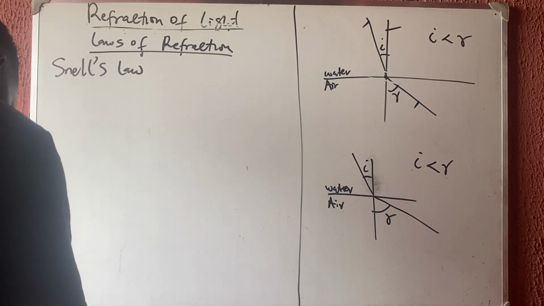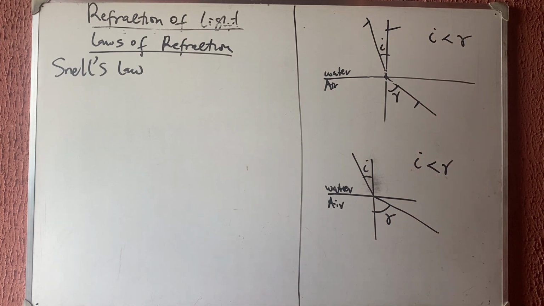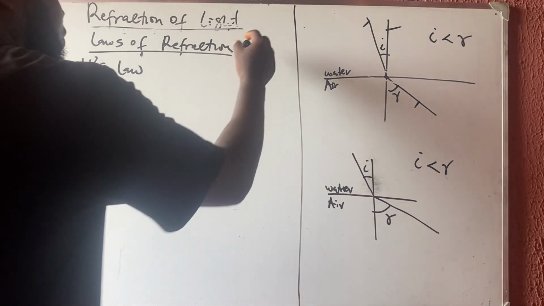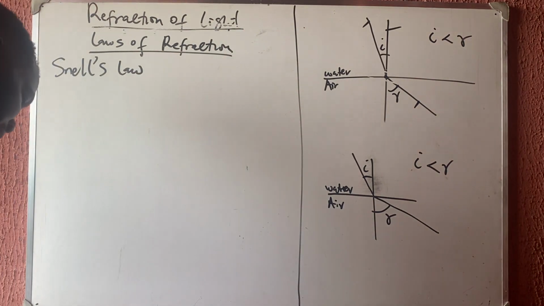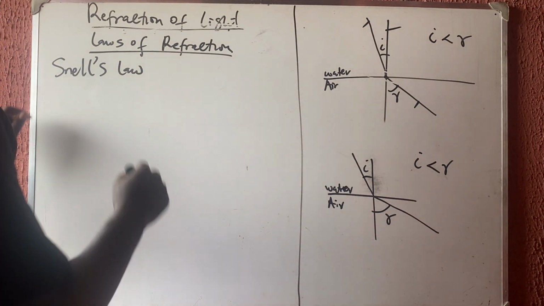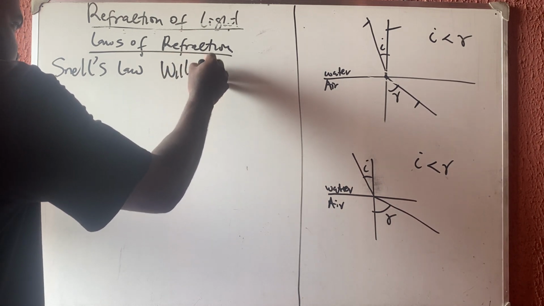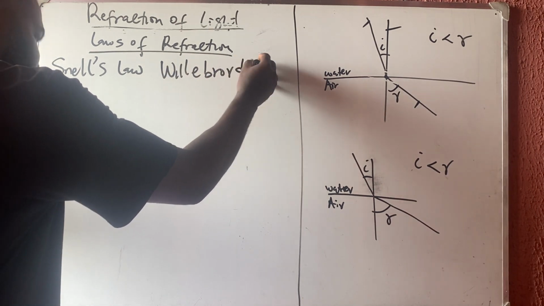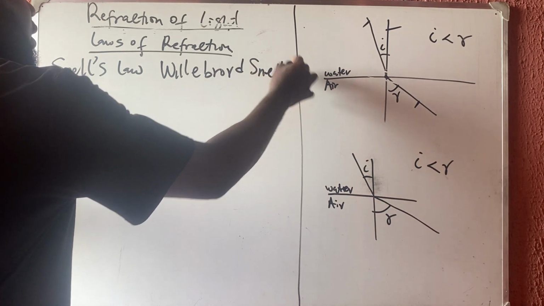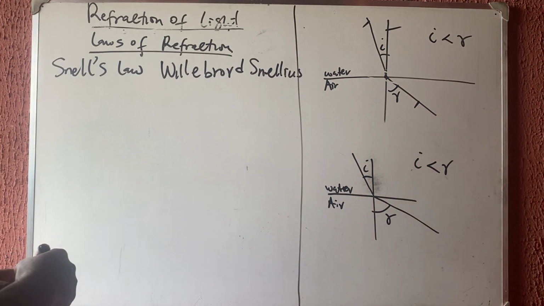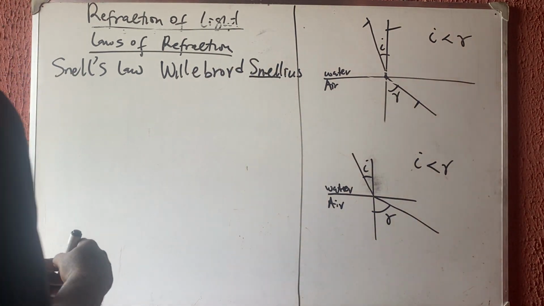Snell's law was discovered in the year 1621. They will ask you that. Snell's law was discovered by a man called Willebrord Snell. Sometimes they call it Snellius. Okay, that is his name. So from his second name, he got that law. He named the law after his second name.